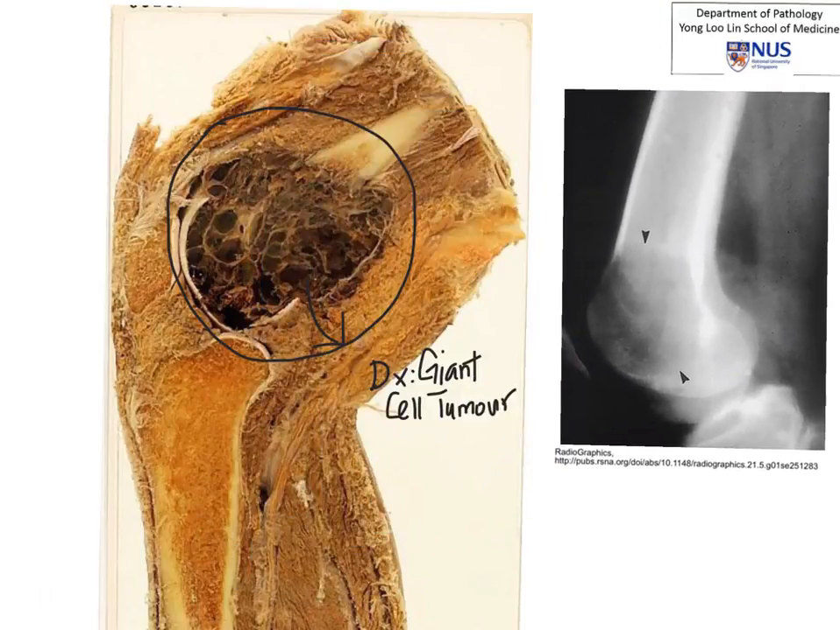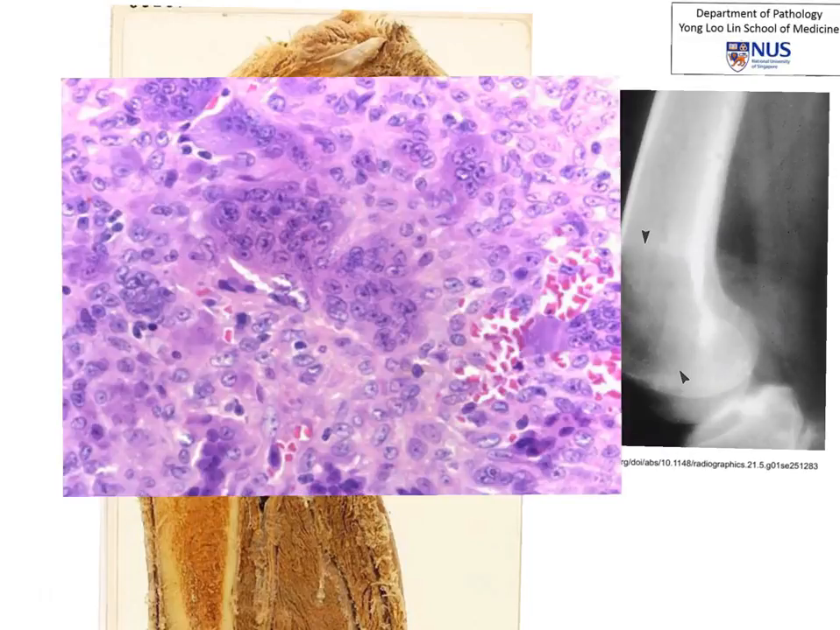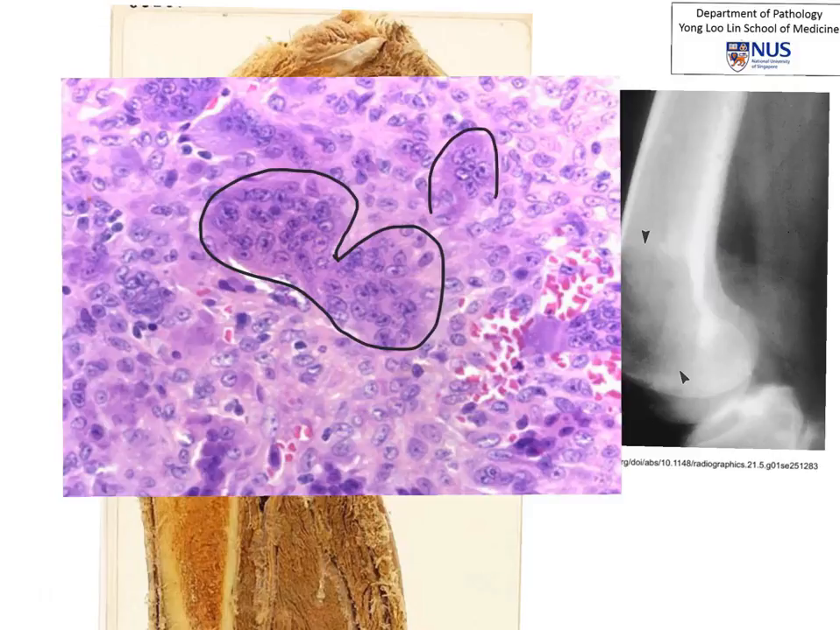On histology, what would we expect to see? Well, as you can see in this section, there will be very obvious multinucleated giant cells. Some of them have got so many nuclei, they can be in the range of 50 to 100 nuclei. Here you can see a smaller giant cell.